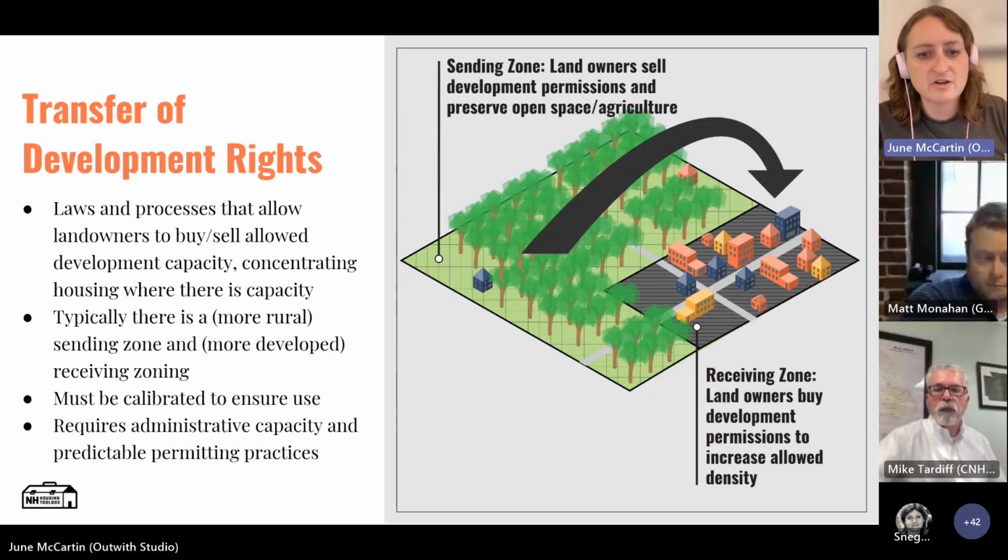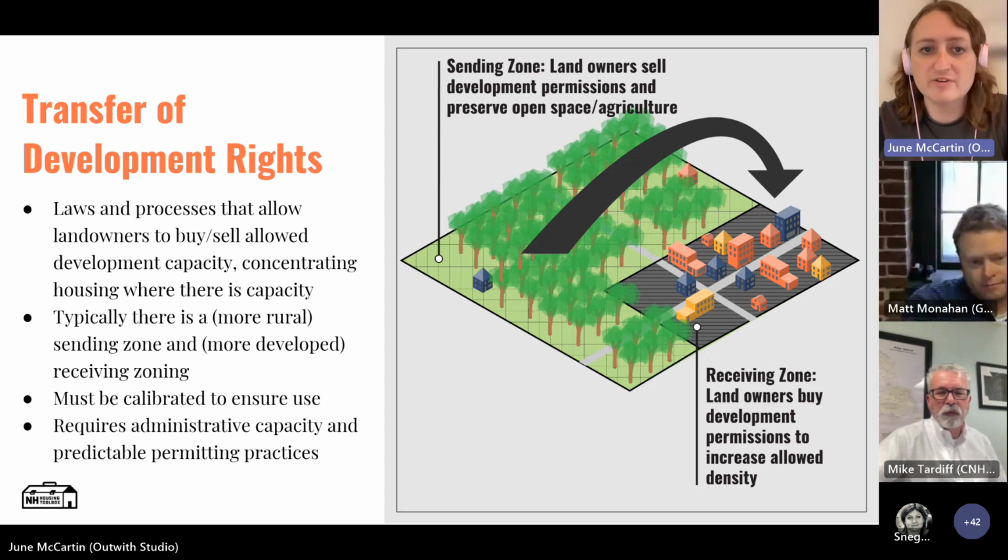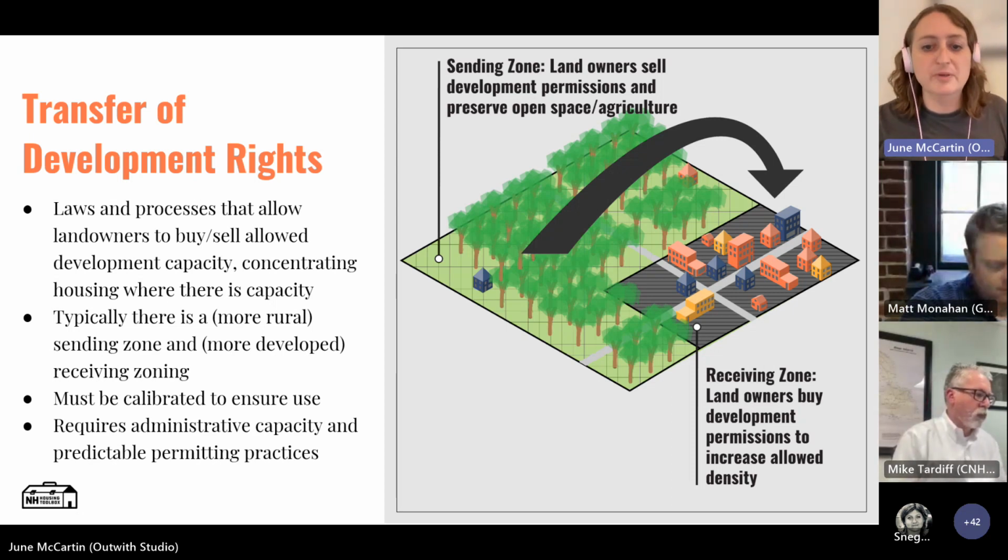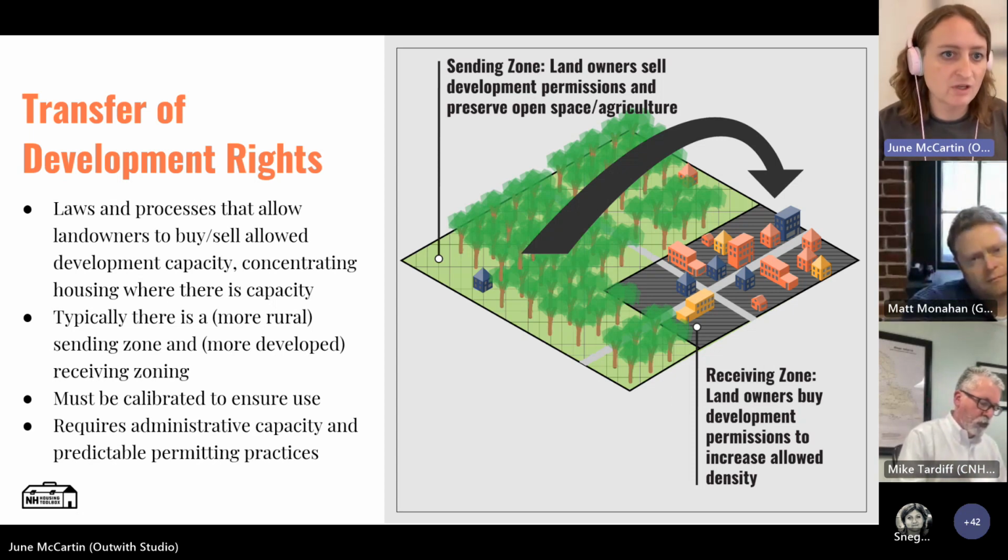So the next tool is transfer of development rights. This is another tool that we're going to be diving more in depth on, and that's on June 15th, 2 weeks from today. But the idea of a transfer of development rights is that you have this development capacity in your town, like a zoned development capacity, where in theory, each lot has a certain number of homes that they could build on it if they wanted to, if there was a market for it, et cetera.